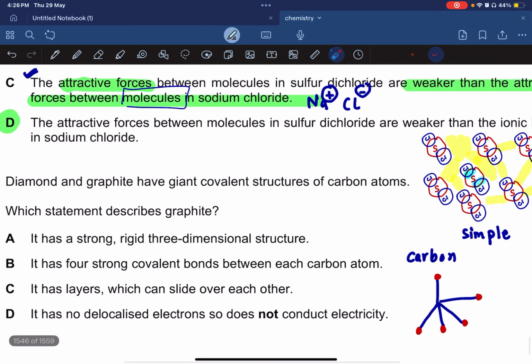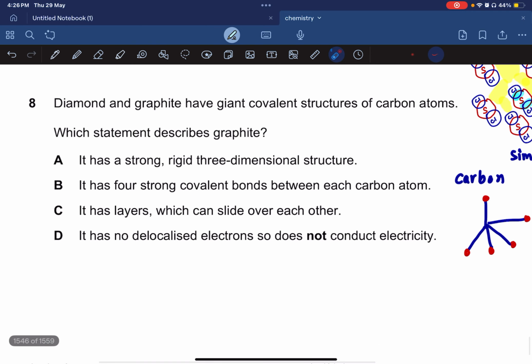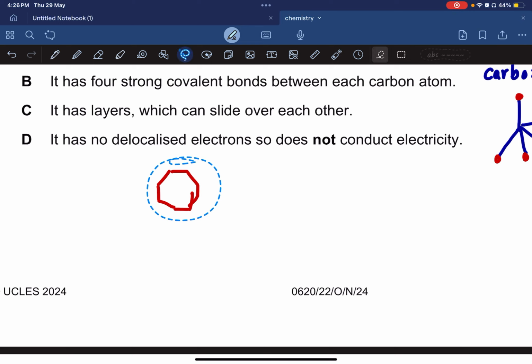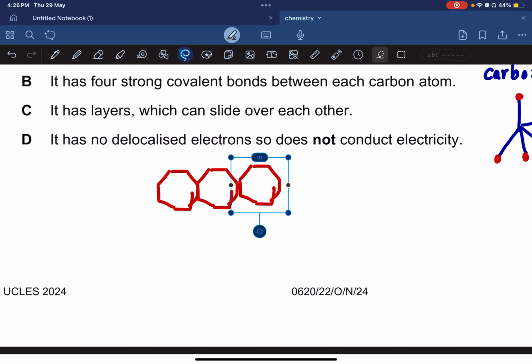Okay, which statement describes graphite? Now you might think one other thing. Graphite, right here, this is a hexagonal ring of graphite. Though my drawing is not very good, I guess it's somewhere similar to this. These are the hexagonal rings which graphite is made up of.